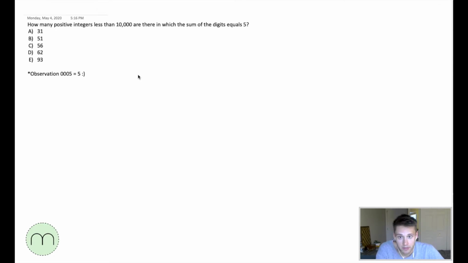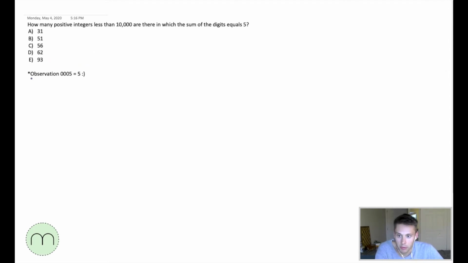How many positive integers less than 10,000 are there in which the sum of digits equals 5? I'm going to show two solutions of this problem. One is more intuitive in my opinion, but requires a little bit more calculations. The other one is very creative, but in my opinion hard to come up with on the spot. So let's jump right to it.